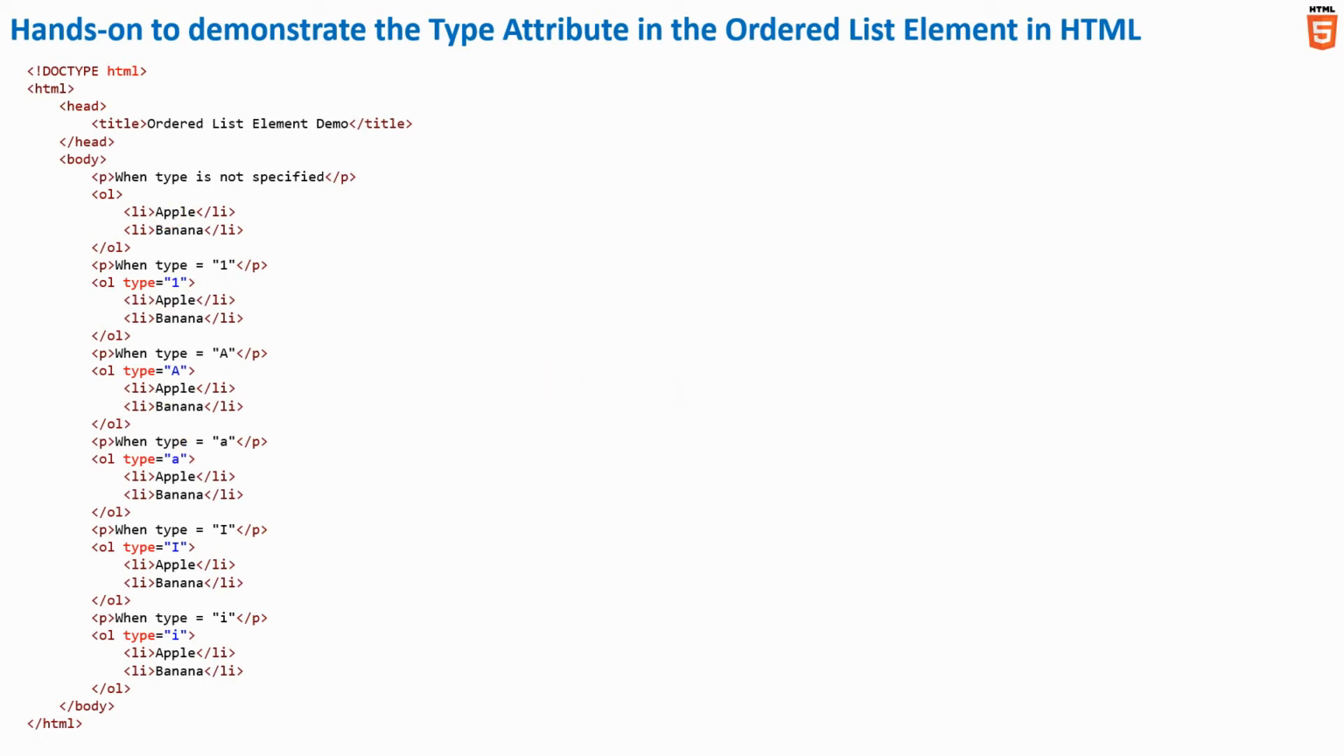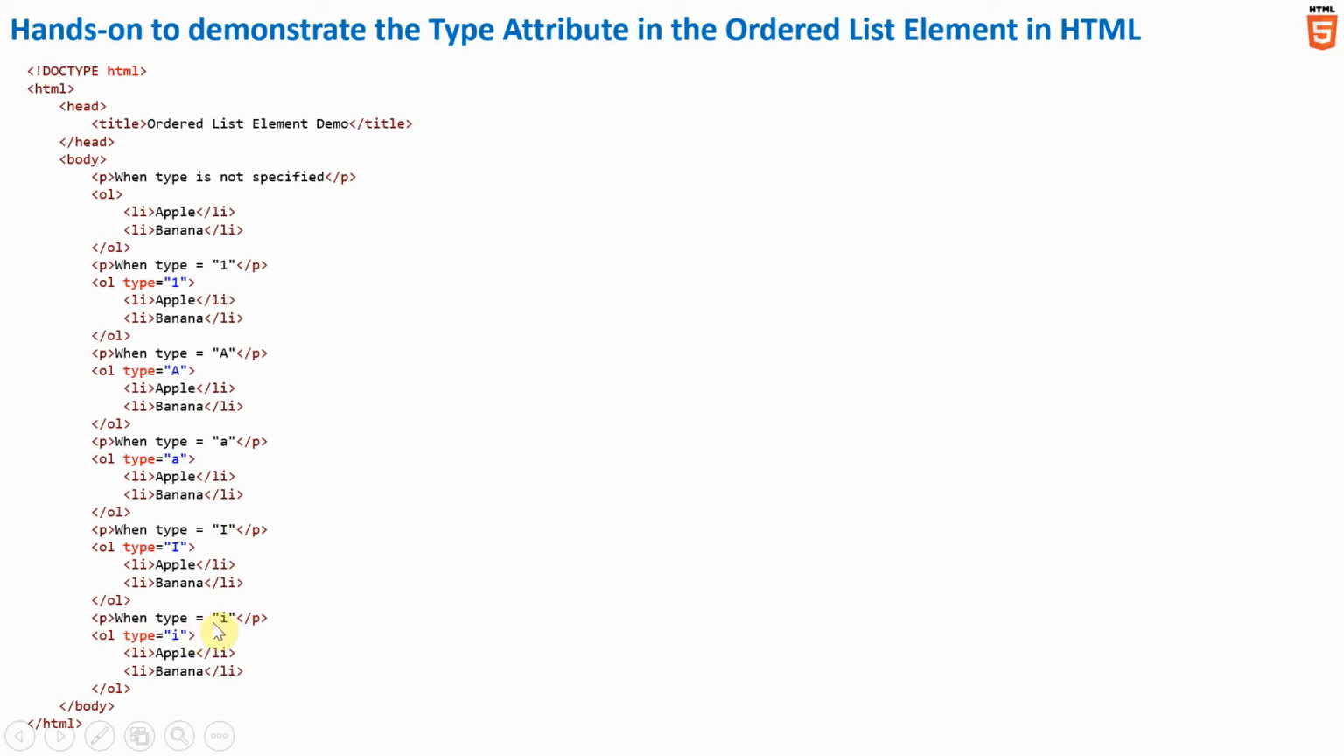We have 6 different scenarios here. In the first scenario, when type is not specified. Second scenario, when type is equal to numeric 1. Third scenario, when type is equal to an alphabet in uppercase. And the fourth scenario is when we have the type as alphabet in lowercase. Likewise, we have the fifth scenario with the type as Roman 1 in uppercase and the sixth scenario with the type as Roman 1 in lowercase.